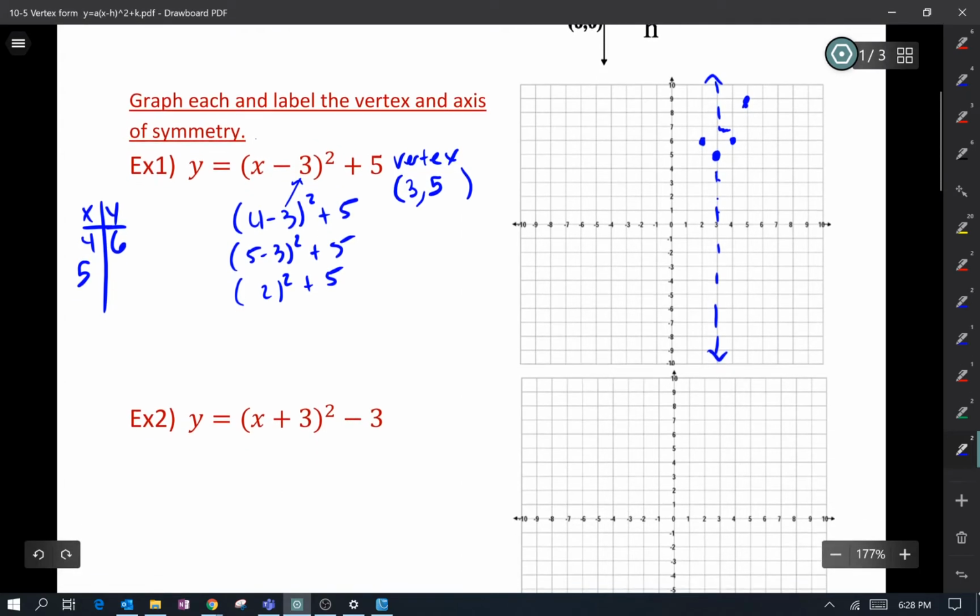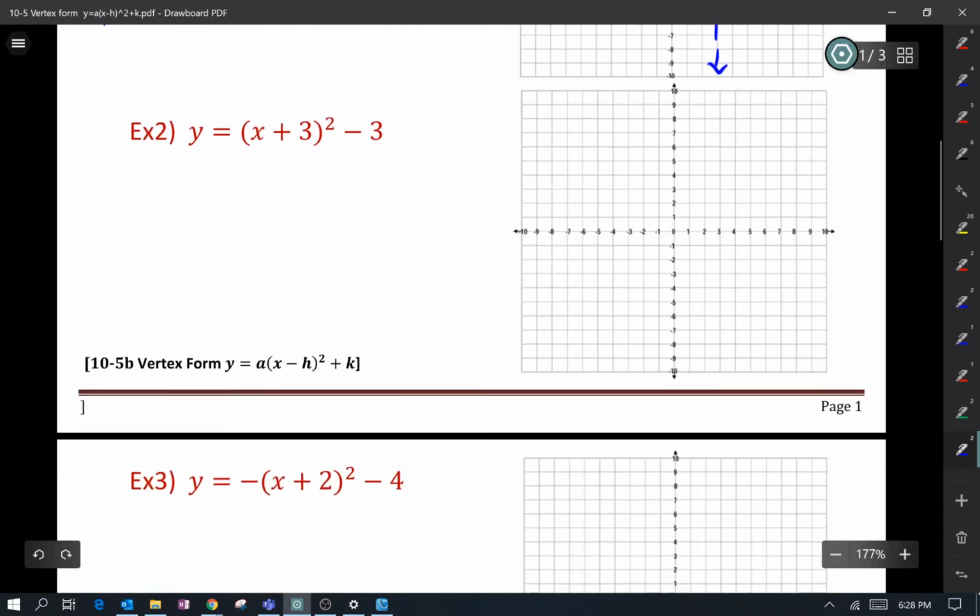And then I would reflect it 2 to the other direction, right? 2 that way, 2 this way. So there it is. There's my graph. And they're real easy to graph because they give you the vertex, right? All right, so let's do it again.